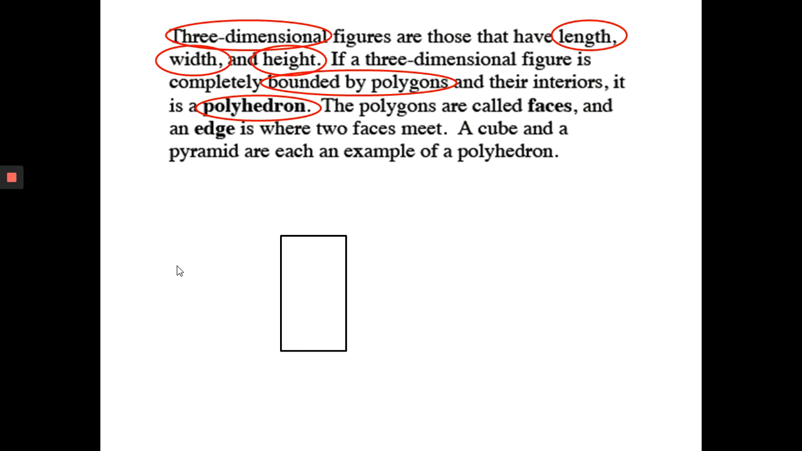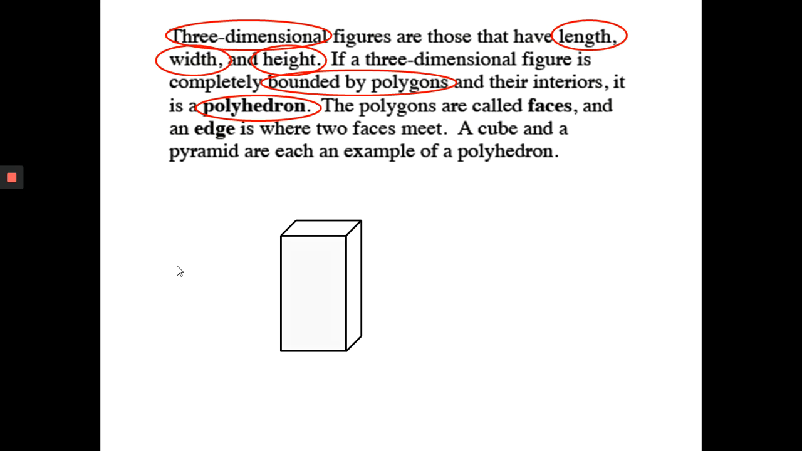So 2 examples of polyhedra would be a cube or a pyramid, and we're going to identify some today. Okay, so we're going to start with a rectangle. A rectangle is a 2-dimensional figure, and once we give it height or depth, we're giving it a 3rd dimension. And that's why we call it a 3-dimensional figure.